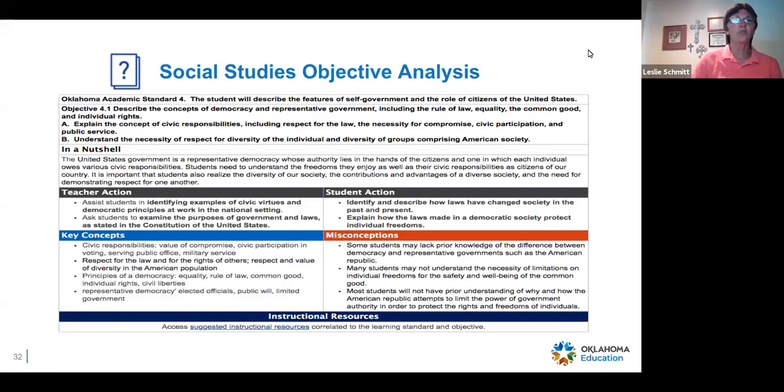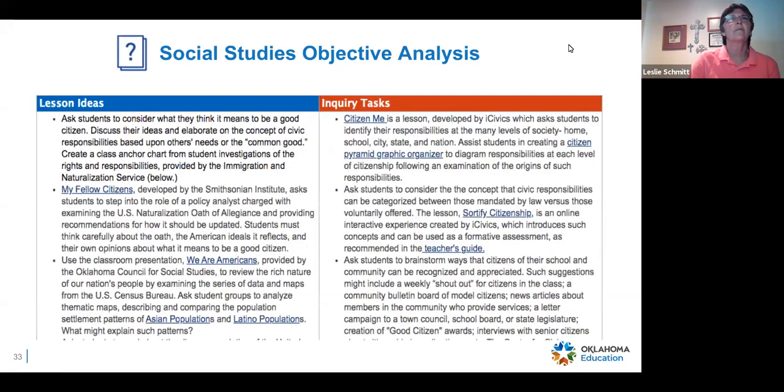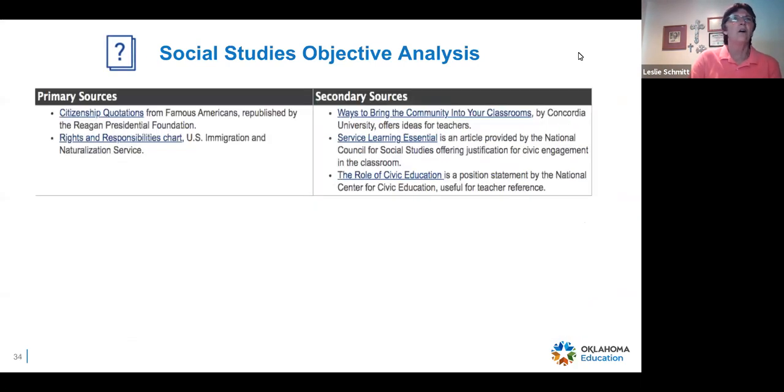And the instructional resources. The hyperlink at the bottom, suggested instructional resources, takes you to this look. It breaks down your objective analysis into lesson ideas. And again, there are hyperlinks for you to examine and get ideas from. There are more than what you see; you notice it's cut off. This is just a screenshot, but there are several lesson ideas and inquiry tasks, also primary sources with hyperlinks and secondary sources with hyperlinks.